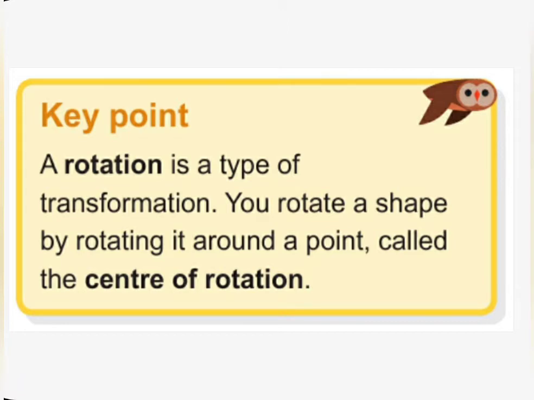In this presentation we're going to talk about Unit 5, Rotation. The key point here says, a rotation is a type of transformation. You rotate a shape by rotating it around a point. And this point is called the center of rotation. Now, let me show you a question to understand this more.